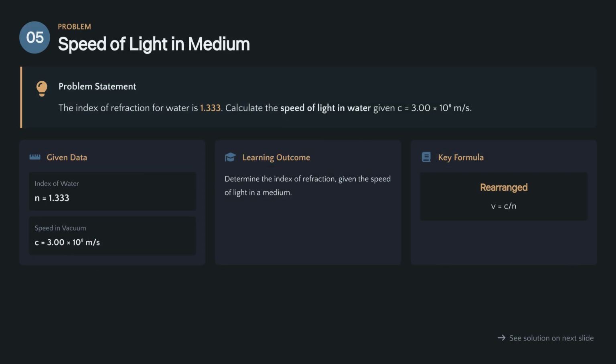Our next problem asks us to calculate the speed of light in water, given its index of refraction, n equals 1.333, and the speed of light in a vacuum, c equals 3.00 times 10 to the power of 8 meters per second. We'll use the rearranged formula, v equals c over n.